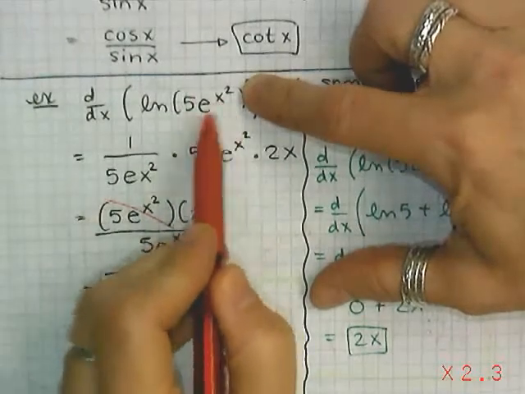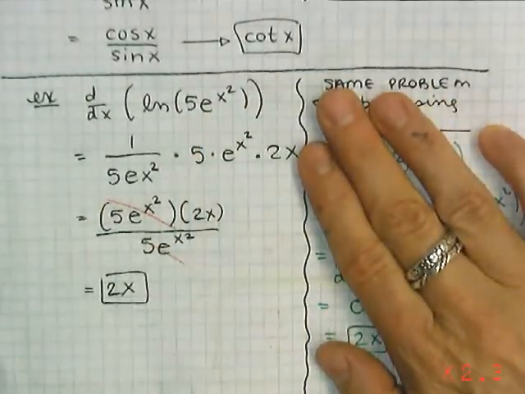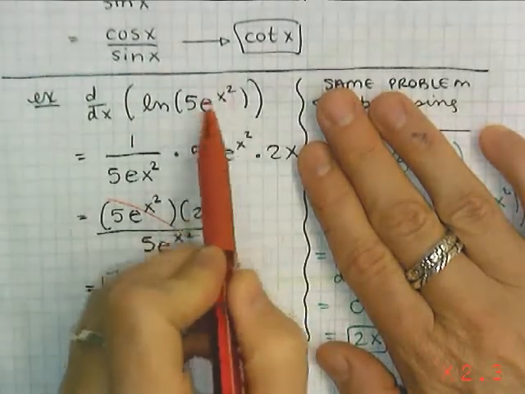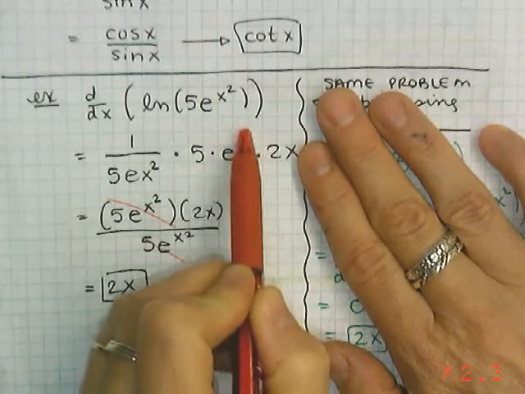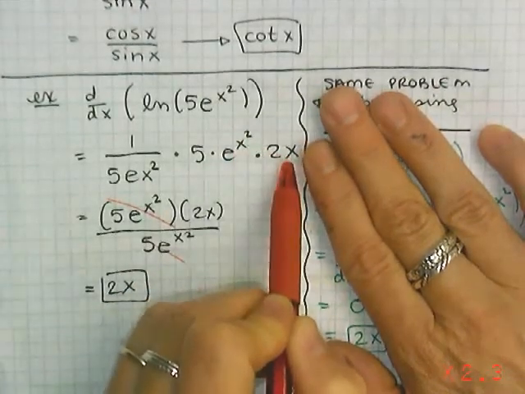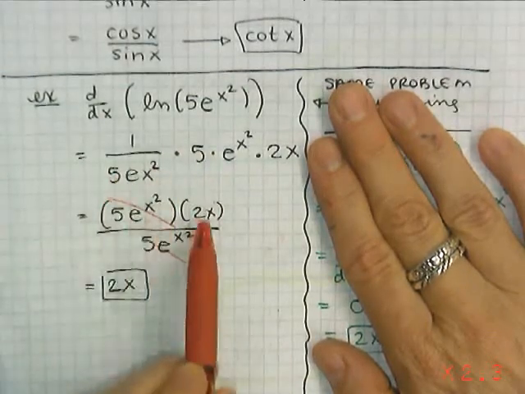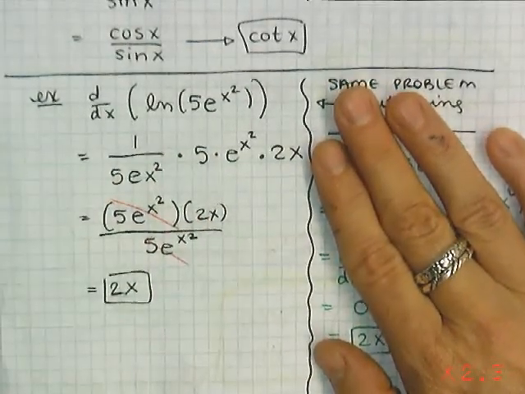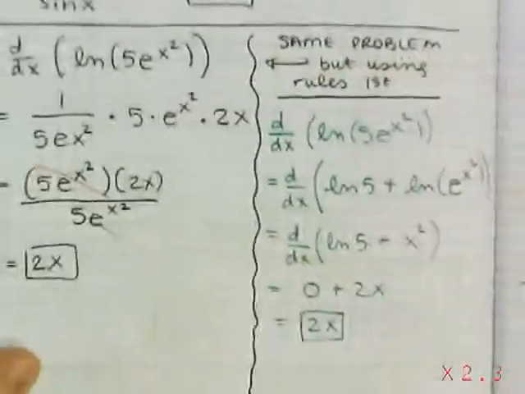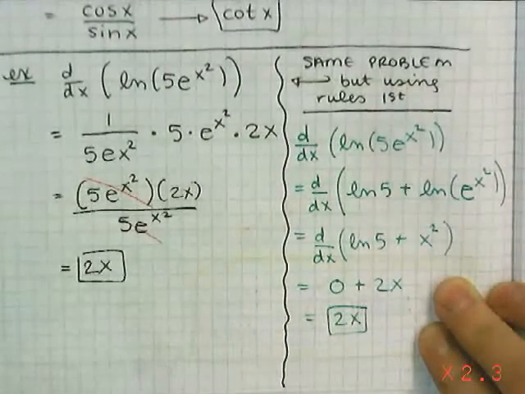So again, I have candy and wrapper. The 5, understand why that comes along for the ride. Derivative of e to the f of x is e to the f of x times the derivative of f of x, which is 2x. Numerator, denominator, put it on top, cancel, cancel, I get 2x. Seems fair enough.